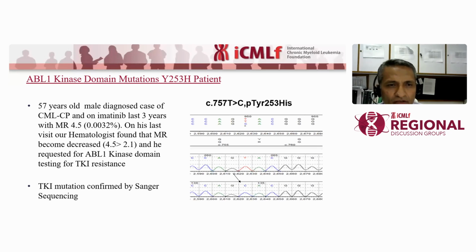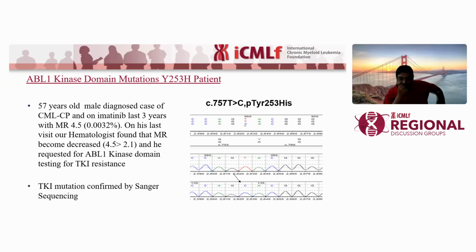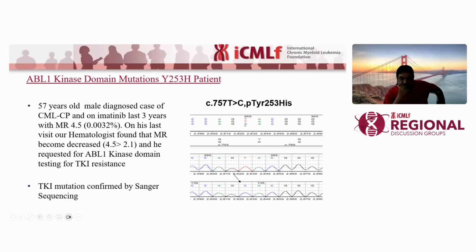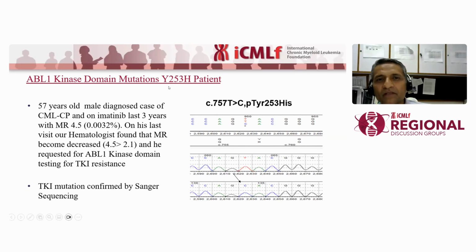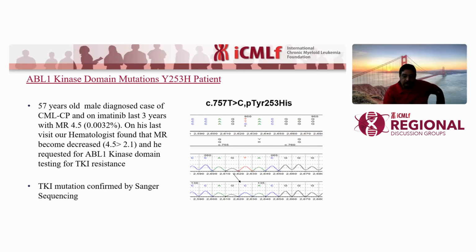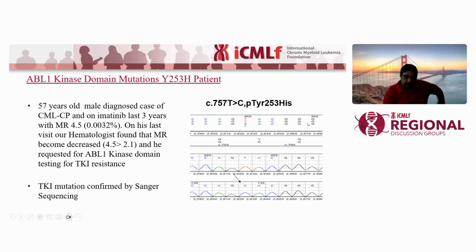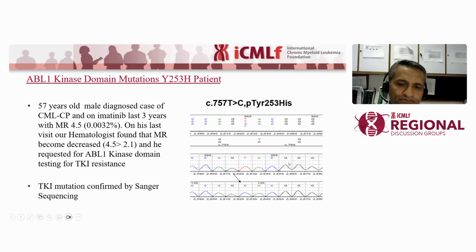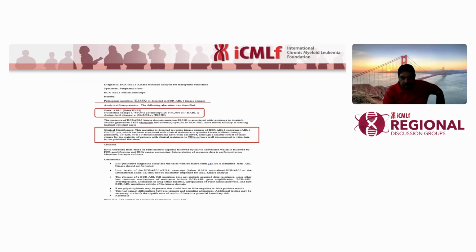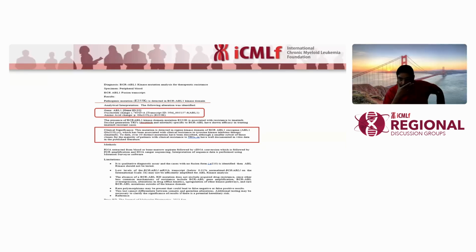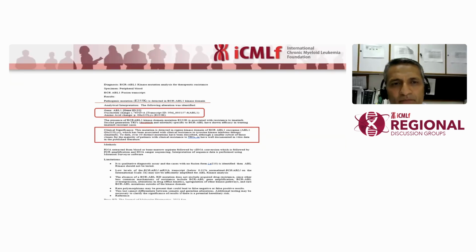Then his physician, the hematologist, requested us to do the kinase domain testing, and we found a tyrosine to histidine mutation at the 253 residue level. We did both reverse and forward fragment sequencing, and this is a sample of our report, not for that variant, but another one.